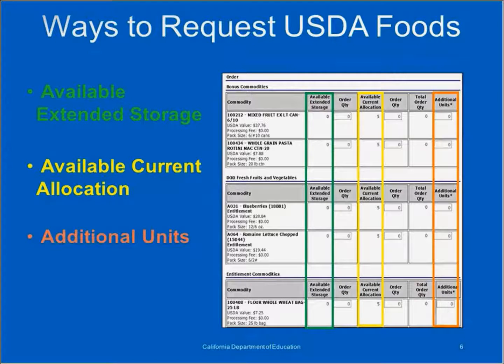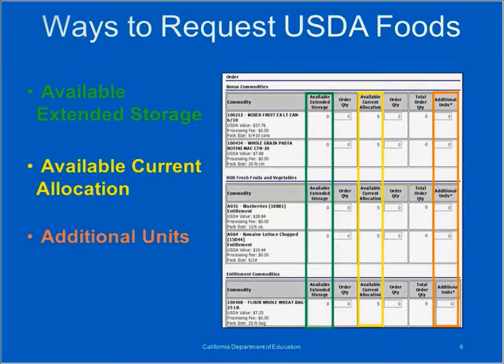Allocations are offered 5 times a year through CNIPS. Allocation orders are USDA foods that are fair shared based on available inventory, available entitlement, and an agency's TLS. Agencies may order up to the allocated amount indicated in the available current allocation column.